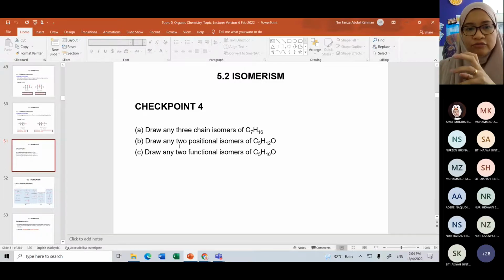Secondly, you have to draw any 2 positional isomers of C5H12O. You have to identify the type of compound we have here. As you can see, we have one oxygen, so you have to identify the homologous series for this compound. Is it alcohol or aldehyde? The one that has only one oxygen, is it alkoxy? So you have to identify.